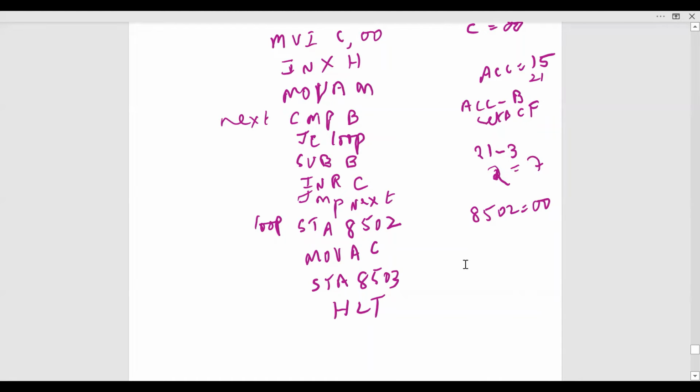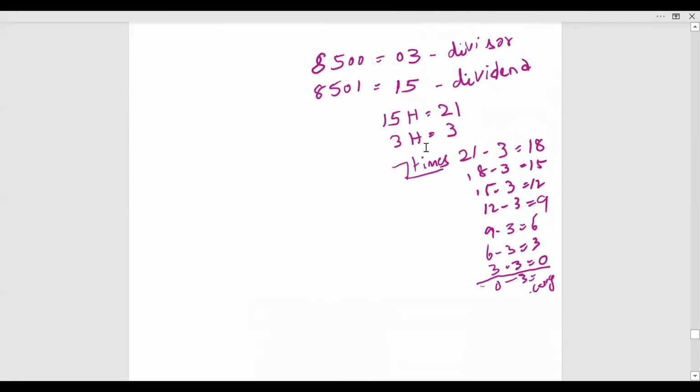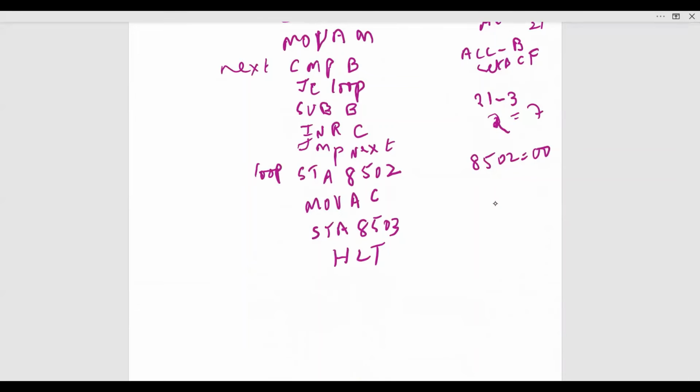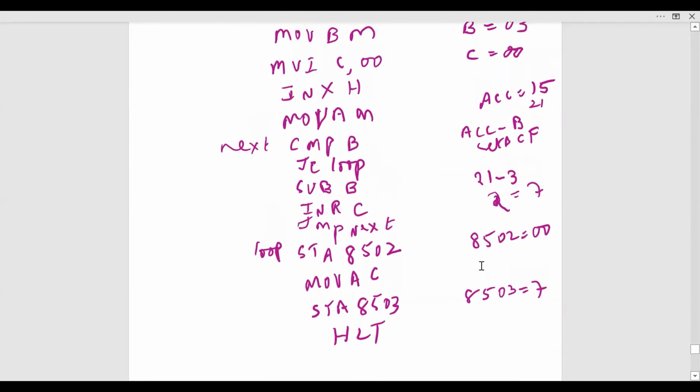Obviously, 7 subtractions have to take place to perform the subtraction of 15 and 3. And that's why C will be 7. So move it to the accumulator and store it in 8503. So 8503 holds 7, that is the quotient.